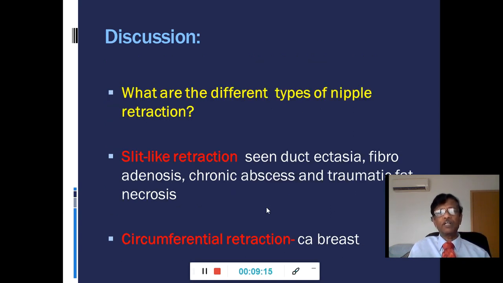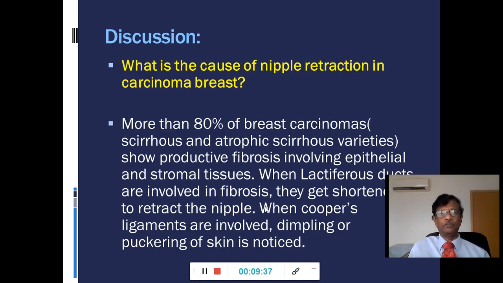What are the different types of nipple retraction? Slit-like retraction is seen in duct ectasia, fibroadenosis, chronic abscess and traumatic fat necrosis. Circumferential retraction in carcinoma breast. Very good. So those are the two types, and they are seen in different conditions.